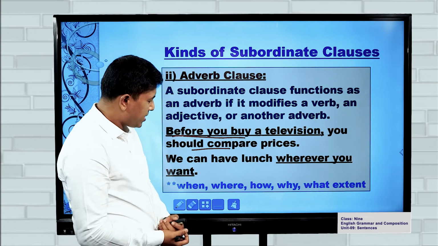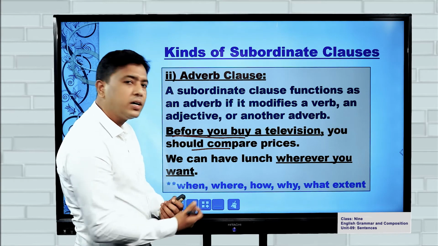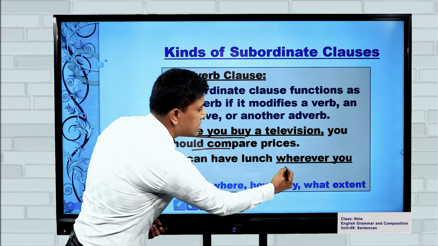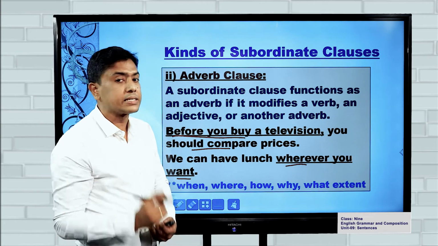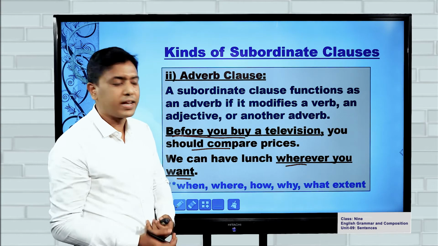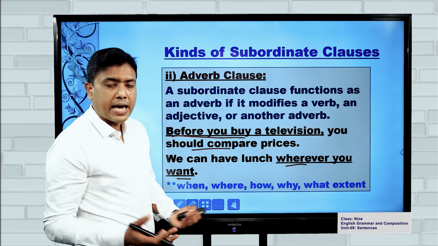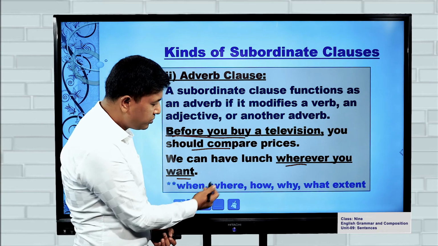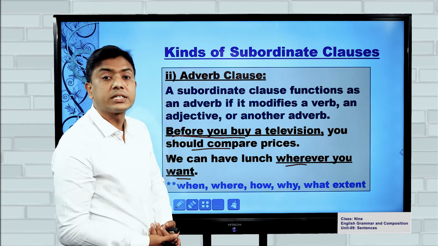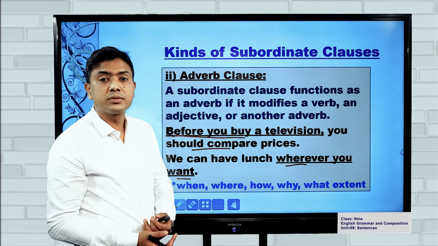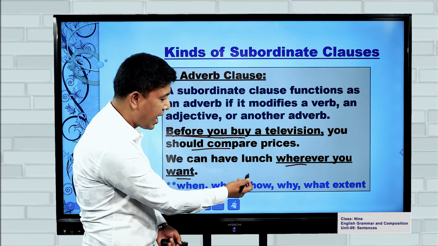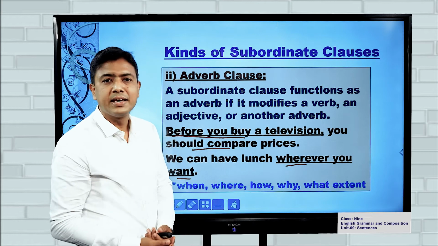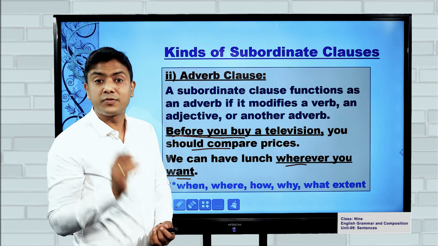Next example, we can have lunch wherever you want. Here, this underlined clause, wherever you want, is indicating a place. Therefore, it is also an adverb clause. For your understanding, remember when, where, how, why, to what extent. If you want to find out adverb clauses, try to find the answer to when, where, how, why, to what extent. You can easily identify adverb clauses.